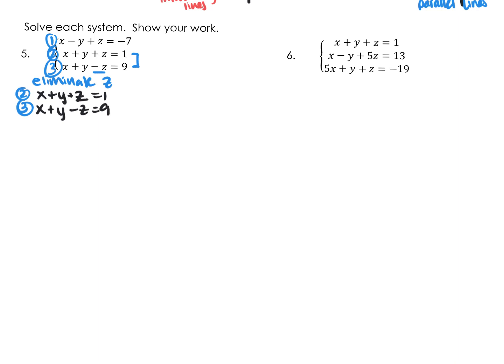I need to pick another 2 equations where it's easy to eliminate z. You can do 1 and 2. That would be fine. You'll just have to multiply one of these by a negative in order for the z's to eliminate. But if we already did 2 and 3, so we can't do 2 and 3. But if I do 3 and 1, those z's will already be ready to eliminate. So I can do 1 and 3 without having to multiply by anything.